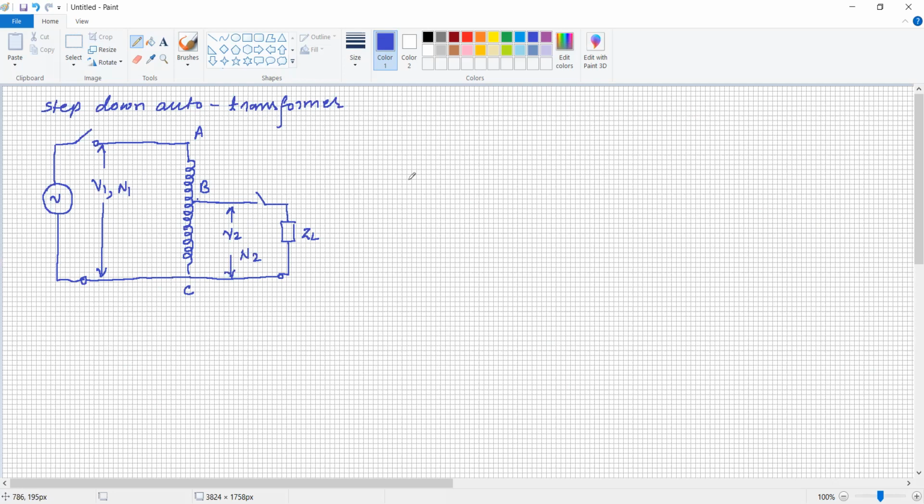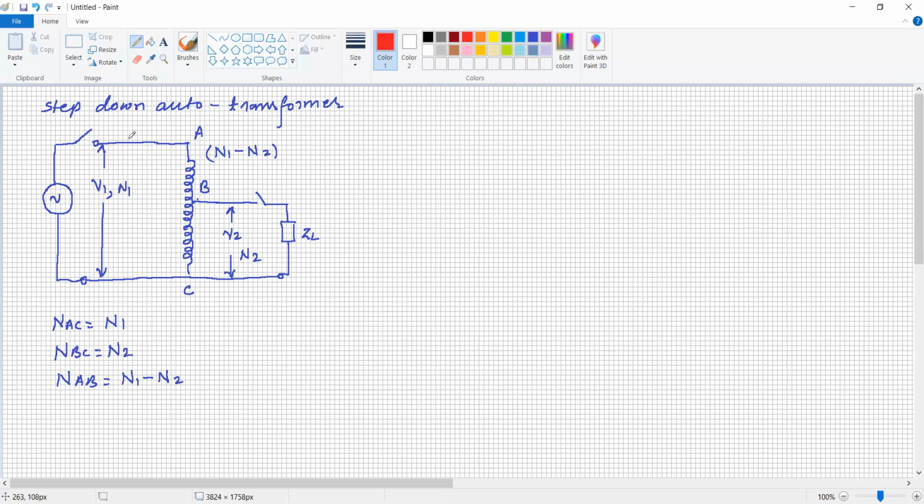So we write the number of turns AC is equal to N1, the number of turns between BC is equal to N2, and the number of turns AB is equal to N1 minus N2. So here the number of turns is N1 minus N2.